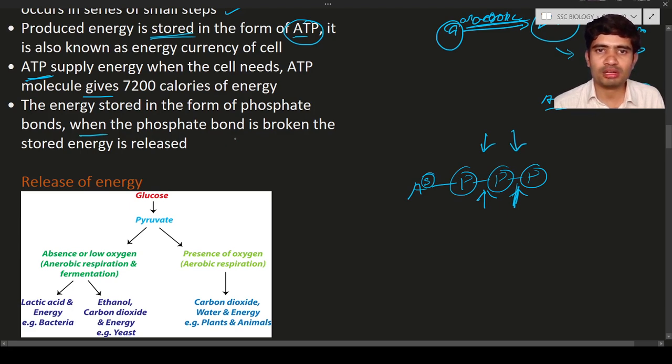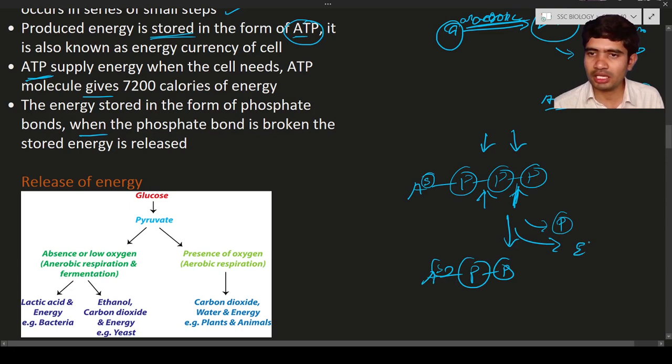When a phosphate bond is broken down, the stored energy is released. Let us consider the breakdown: one phosphate will come out, and then ADP will remain. ADP means only two phosphates. Along with it, there is a production of energy. The stored energy will be released. So this is about it.